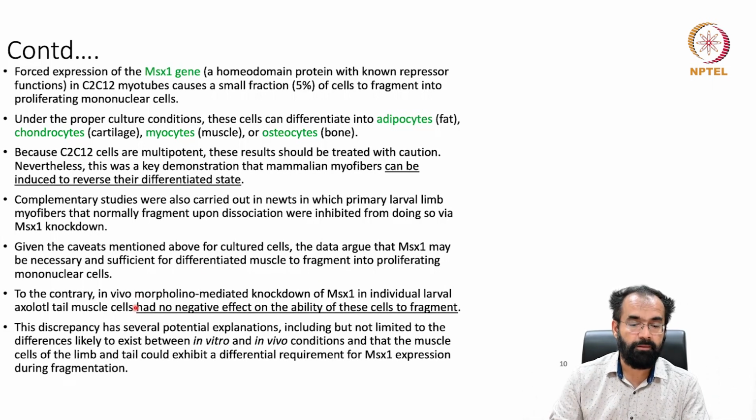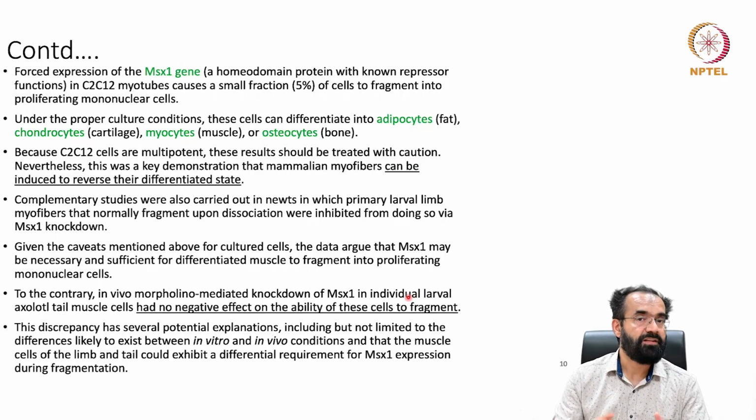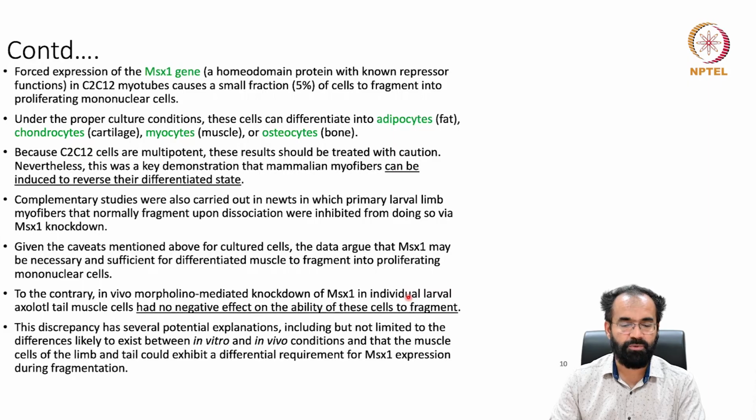To the contrary, in vivo morpholino-mediated knockdown of MSX1 in individual larval axolotl tail muscle cells had no negative effect on the ability of these animals to fragment. This is showing an opposite result. That means even if MSX is missing, some other genes were able to contribute to this fragmentation process.